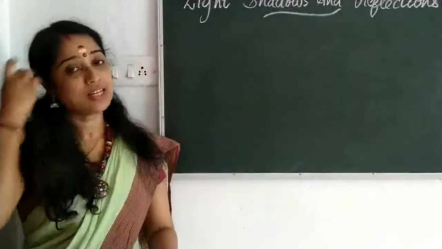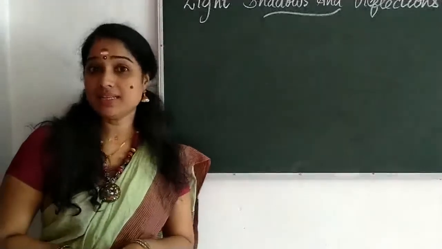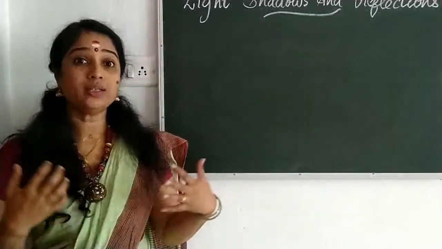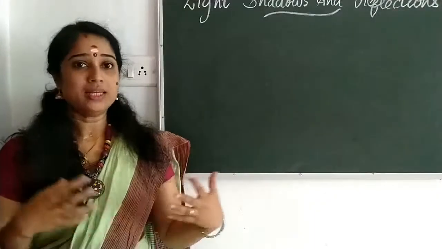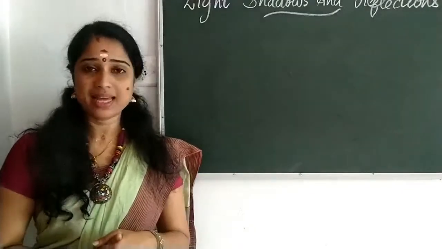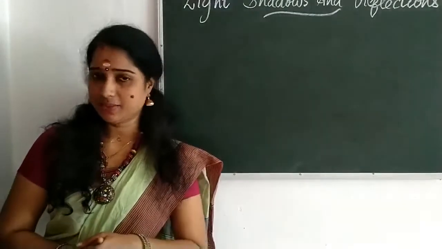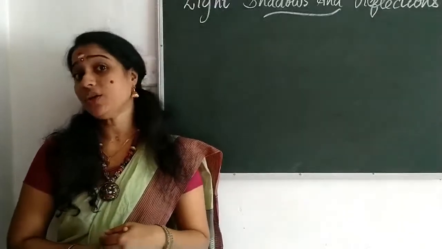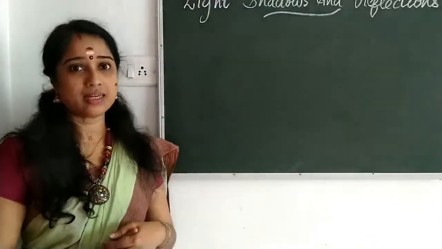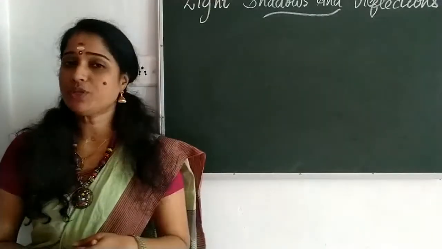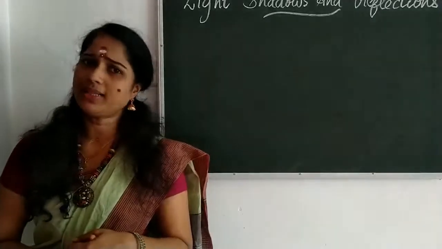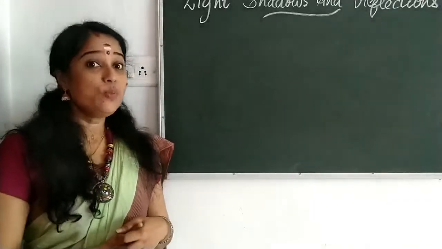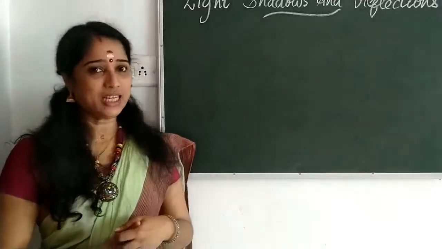Children, last class we discussed about light, isn't it? So you all know the importance of light and what happens in the absence of light, etc. We discussed that in the last class. Not only that, based on the ability to produce light, we classify objects into two groups. What are they? Yes, luminous objects and illuminated objects.